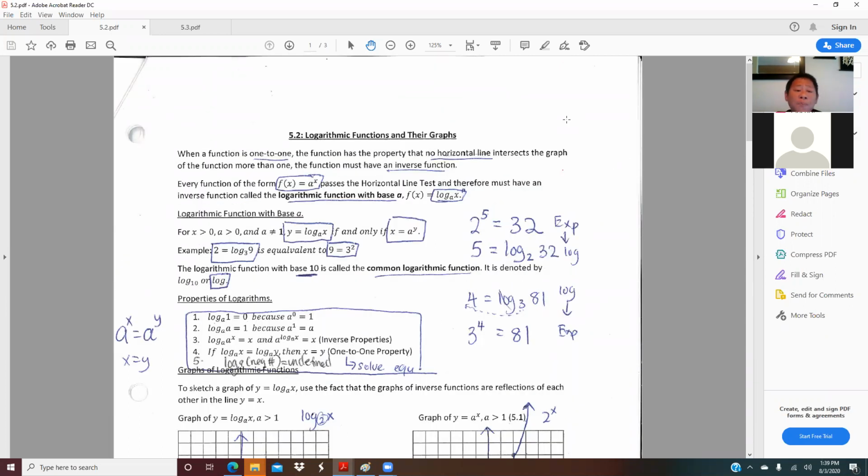So in 5.1 we did exponential. In 5.2 we are doing logarithm. As you remember back in chapter 2 when we talked about inverse functions, an inverse function has to have a 1-to-1. In order for it to be 1-to-1, it has to pass the horizontal line test. That means when you draw a horizontal line, you only cross at one point. Then we have 1-to-1 in this case.